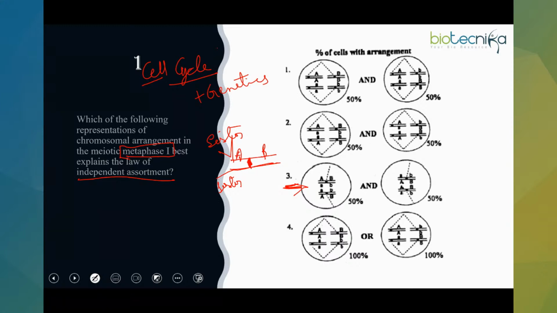Right? So how can 3 be? Because we are talking about independent assortment. Linkage was a phenomenon that was never encountered by Mendel. The 7 characters that Mendel studied were present on 7 different chromosomes, so genes which are different genes will get assorted independently. Okay. So option 3 cannot be possible because the genes are linked here.